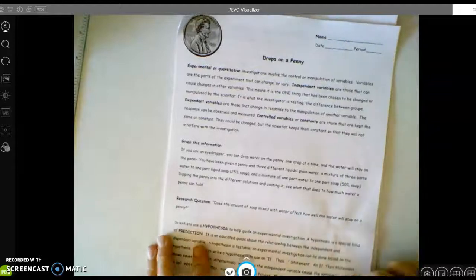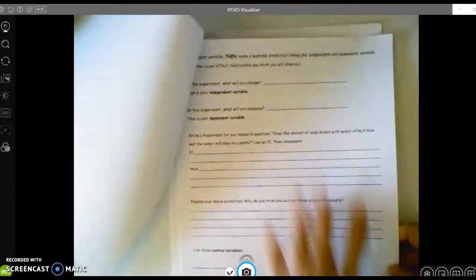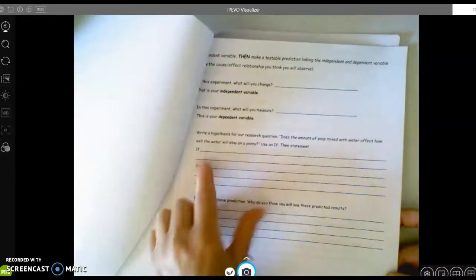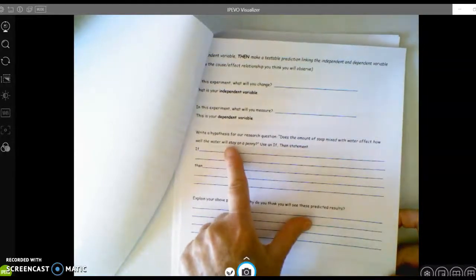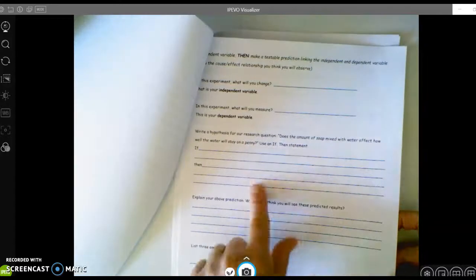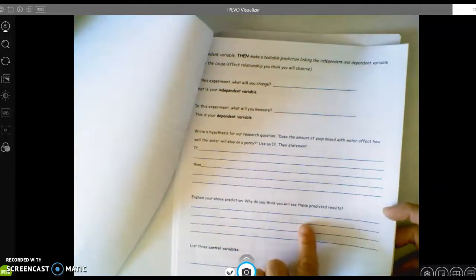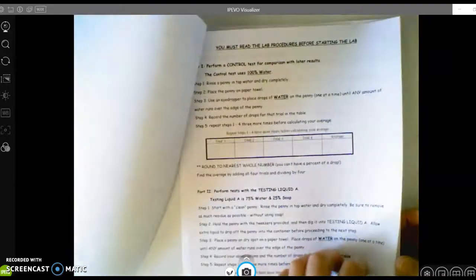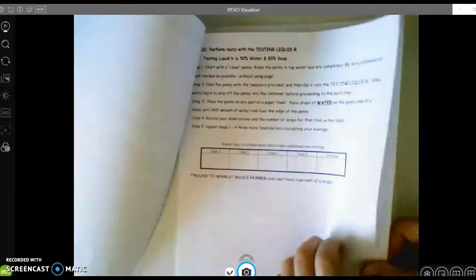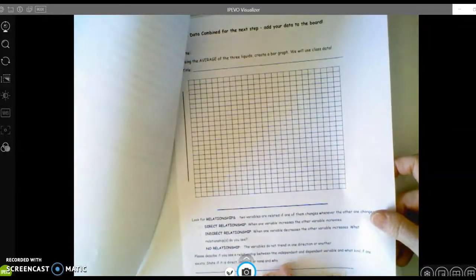All right, drops of water on a penny lab. We've gone through this. You now have your variables, right? Here's your research question: Does the amount of soap mixed with water affect how well water will stay on the penny? We've written a hypothesis. You explained why you thought you were going to see that. You listed your control variables. We took data, right? We graphed in class. That should be done. We've talked about relationships and we talked about what we saw. Now we're going to work on the conclusion, right?